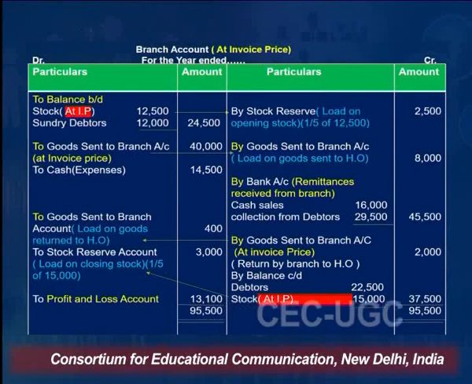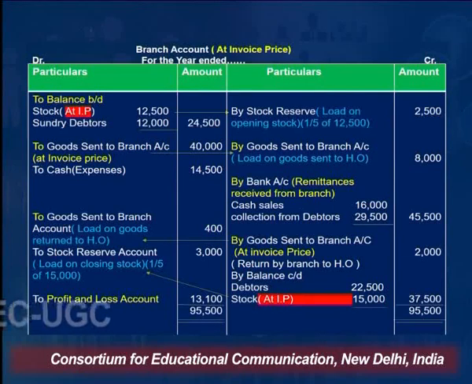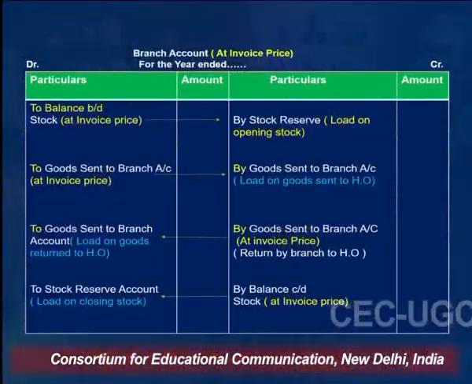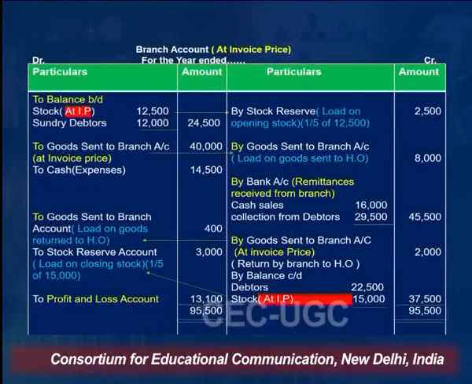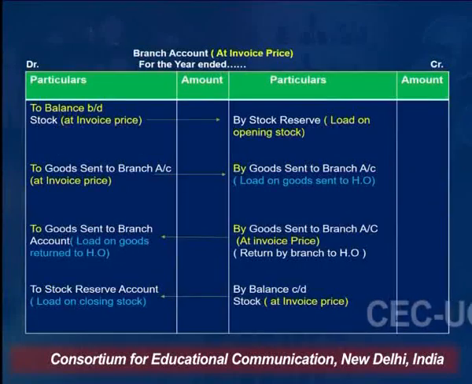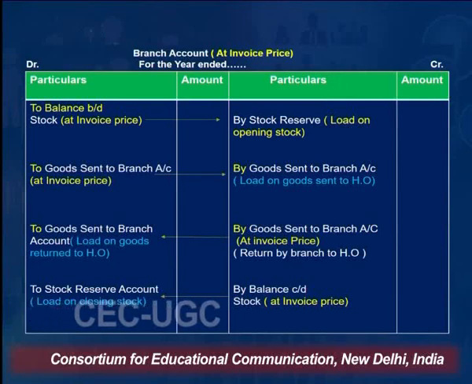You have to remember one thing. Whenever we are eliminating the loading in the opening stock and the closing stock, you have to show this loading amount with the name stock reserve, whether it is opening stock or closing stock. But while eliminating the loading on goods sent to the branch, it would be shown with the same name. So at the end, we would be calculating the profit or loss which is earned by the branch account. In this question, the profit which is earned by this branch account is calculated. That is 13,100. So these are the four items in which you need to eliminate the loading part, and they would be appearing at invoice price.